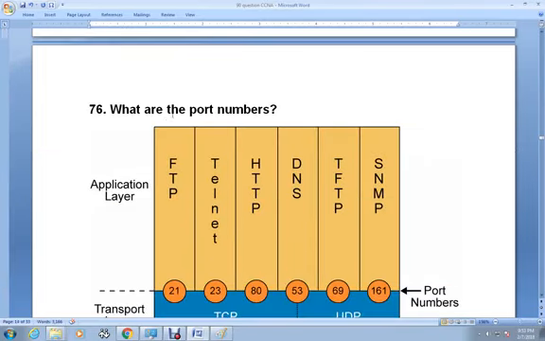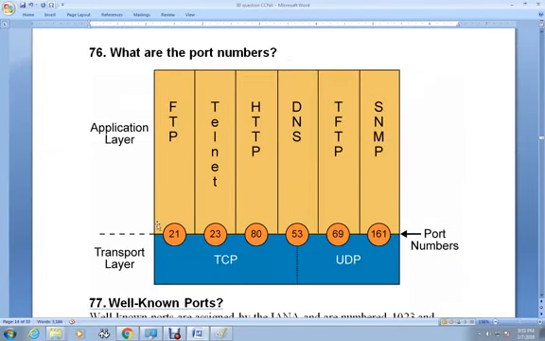Next question, guys, what are the port numbers? Very important, we should know the port numbers. If we talk about the application layer port numbers, FTP is 21 and Telnet is 23, these are TCP, and HTTP is 80. And if we talk about UDP, DNS is 53, TFTP is 69, and SNMP is 161. We should know all about this, very important.